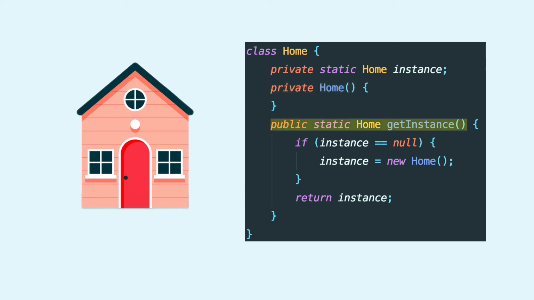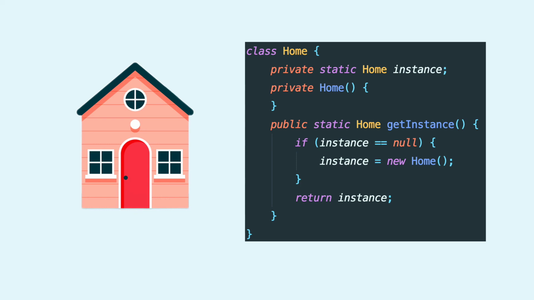On each request, this method first checks if the static home instance is initialized or not. If it is not initialized, we create a new home instance and return it. If the instance is already initialized, we simply return the cached object. This process of initializing a resource as per need is called lazy initialization.